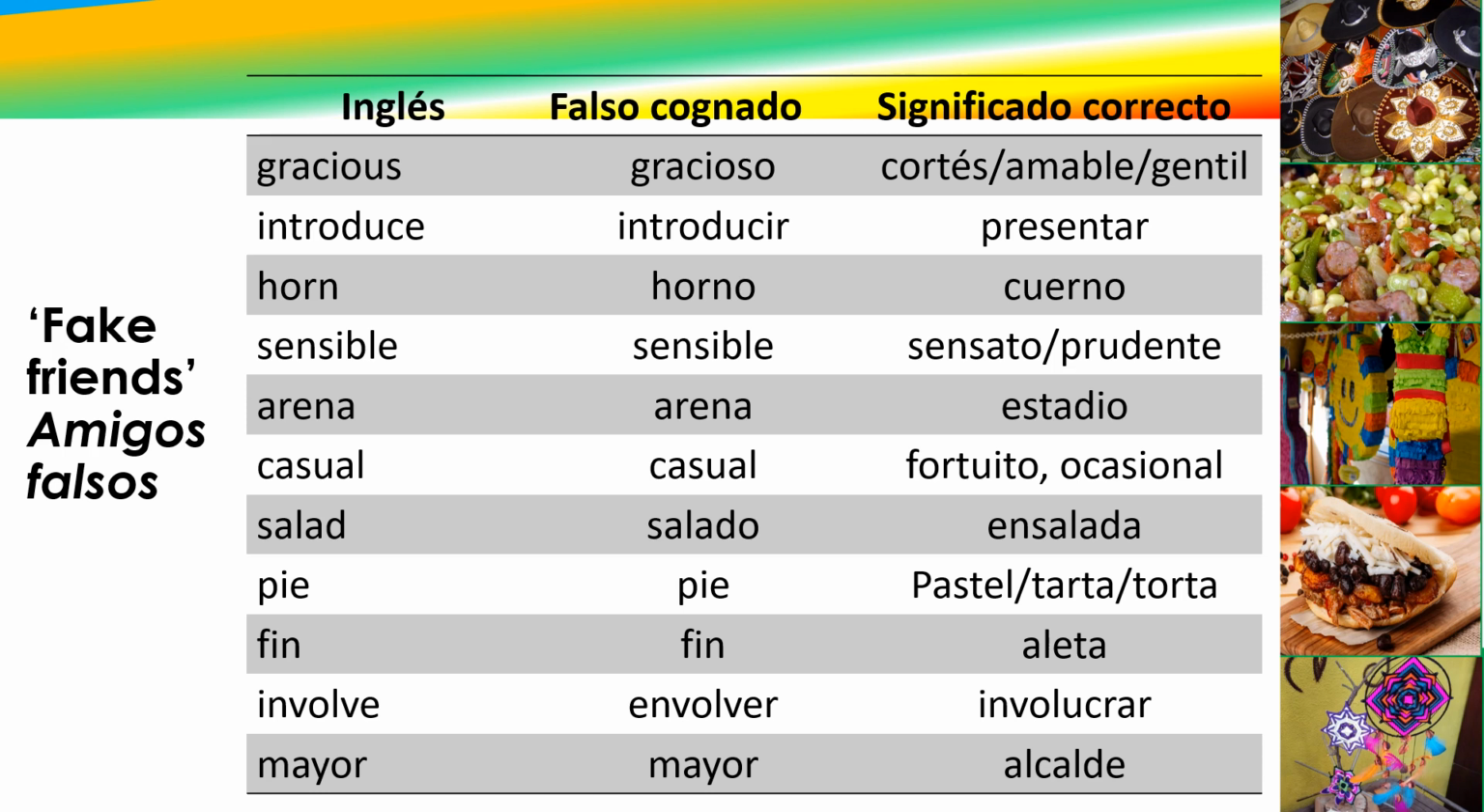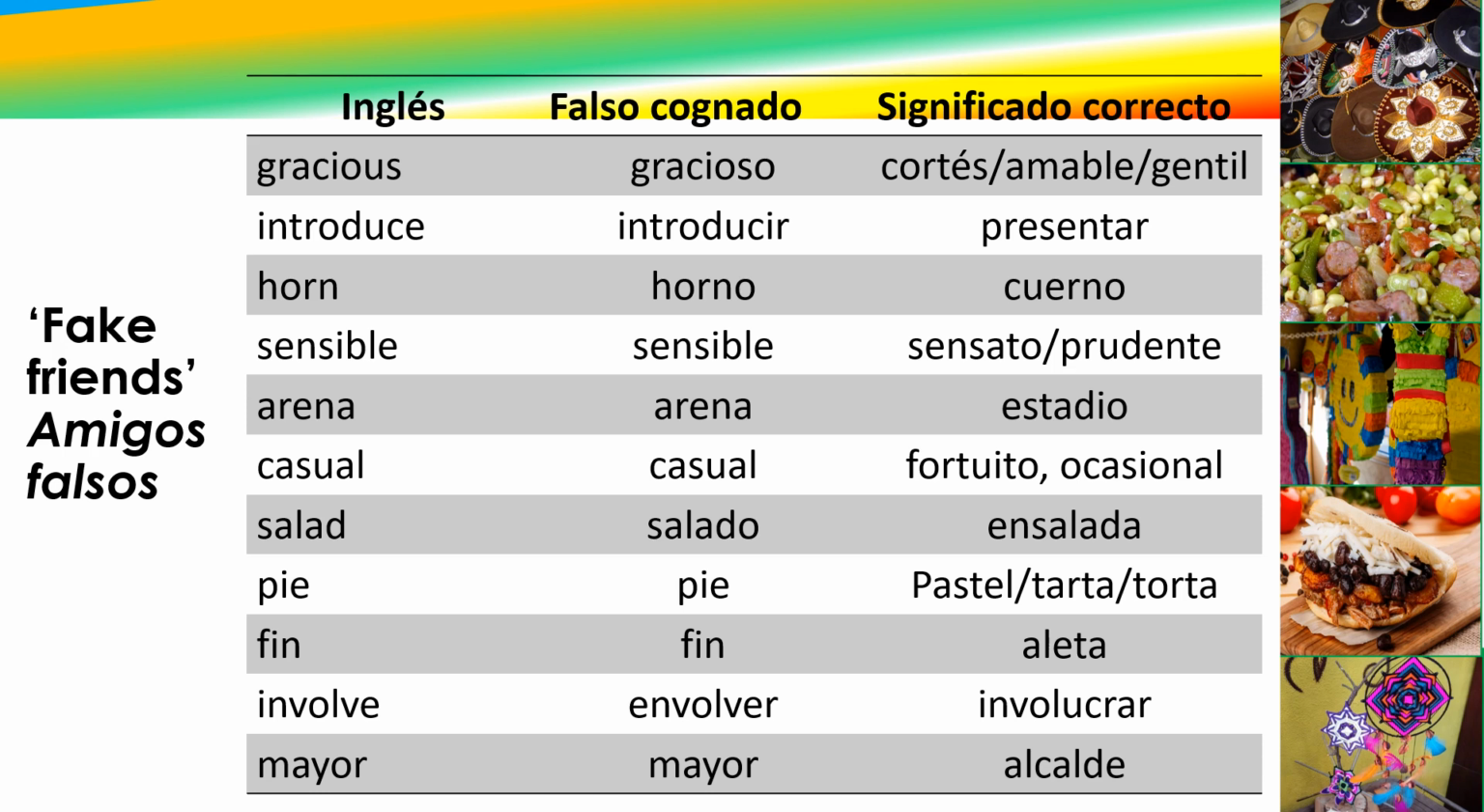All right? Now let us look at fin. Do you think it's fin? Oh no. Fin? You know, fin means end. So it is aleta. Okay? Involve, envolver? No. Envolver actually means to wrap. So the correct word is involucrar. Mayor, you say mayor? No way. The correct expression is alcalde. And mayor means measure. Okay? All right. Let's continue.